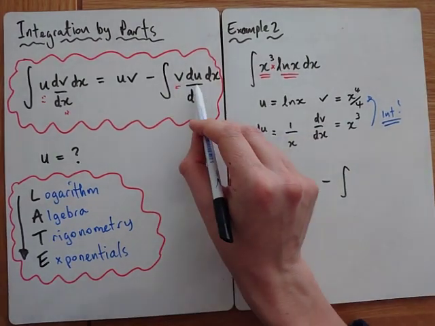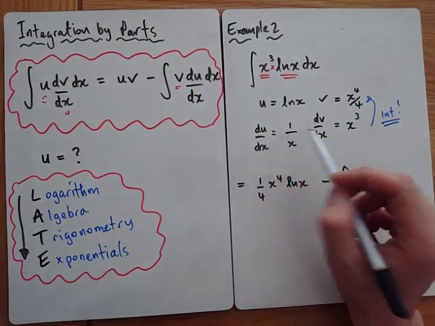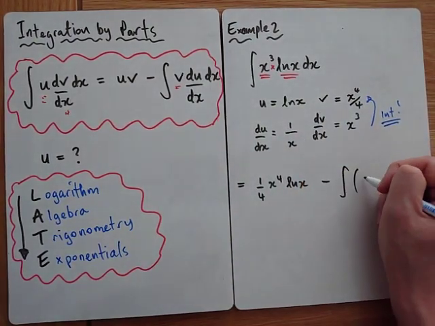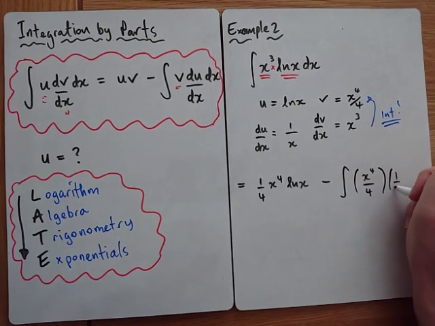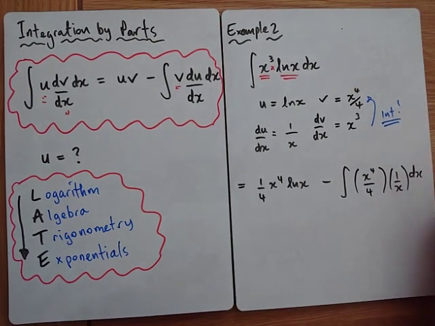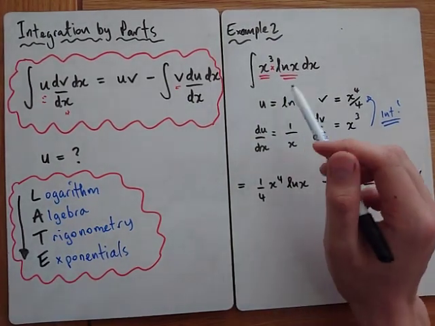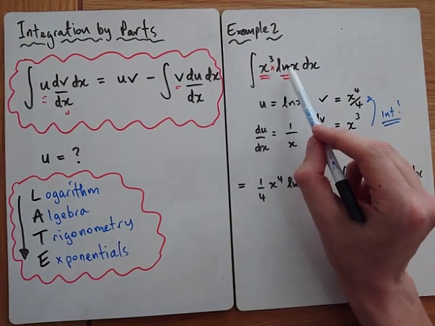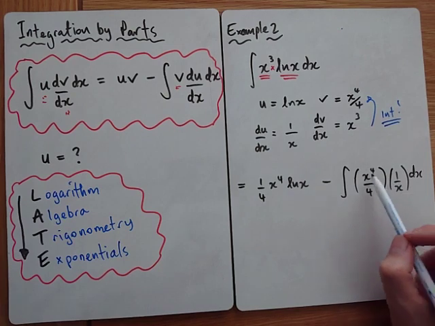minus, inside the integral, the two new things. Okay, so it's v times du. Now what we've got here is x to the 4 over 4 multiplied by 1 over x. Now you might think, oh, we've still got a problem, because you remember the whole point of this topic is we can't integrate when there's two functions multiplied together. And we've still got two functions multiplied together, but the good thing about this is they are both algebraic functions of x, so we can tidy this up.